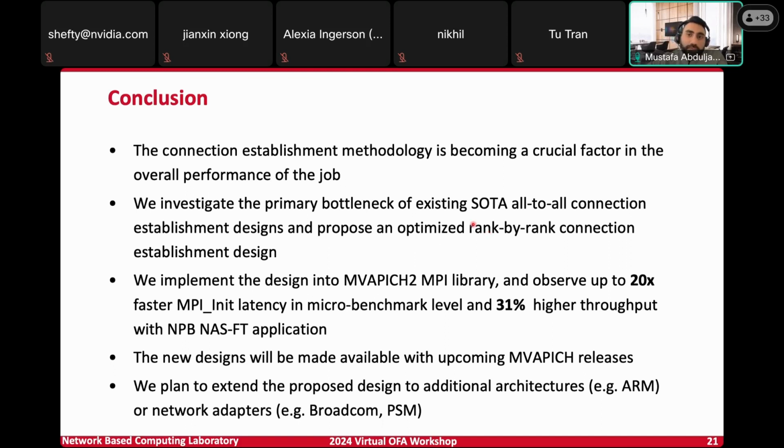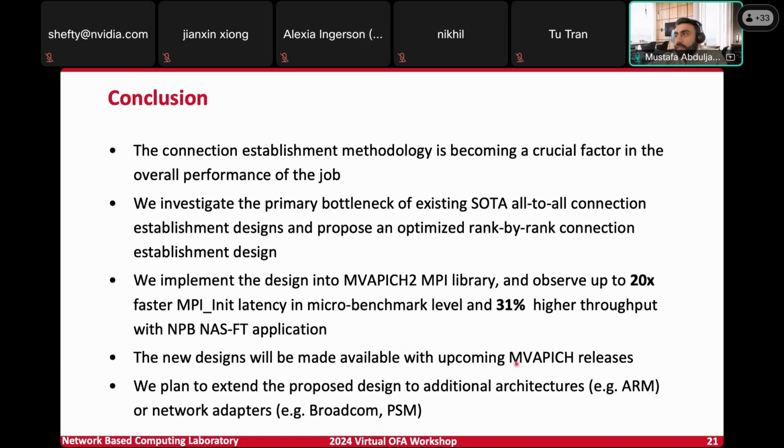Judging from the MPI_Init time, that is up to a 20x reduction in the latency of MPI_Init. Only at the micro benchmark level, it's reproducible and noticeable benefits for MPI_Init time. And that's also a 31% higher throughput with the NAS Fourier transform HPC benchmark. These designs are not yet available in the present releases, but they will be made available in the upcoming MVAPICH releases. So stay tuned for these. We will announce them in time.